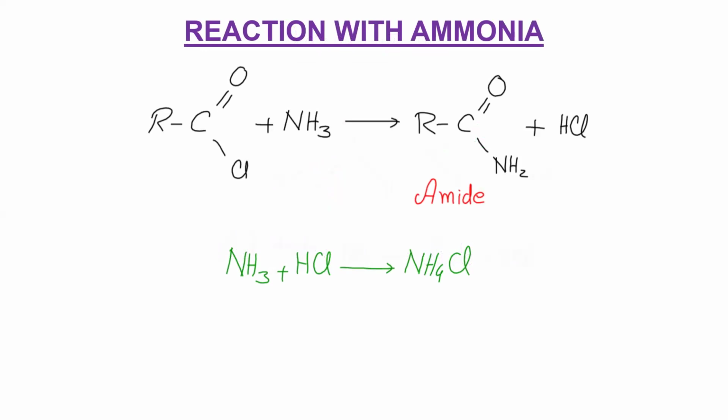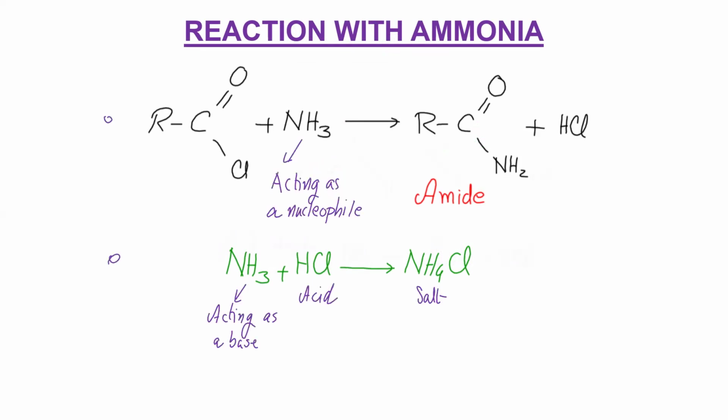Reaction with ammonia, RCOCl. You have to carefully see the behavior of ammonia in this. Ammonia is providing an NH2 group and taking away the chlorine. Remember, chlorine is always happy to leave. Here, ammonia is acting as a nucleophile. Ammonia gives out NH2 there, Cl leaves, and Cl combines with hydrogen.